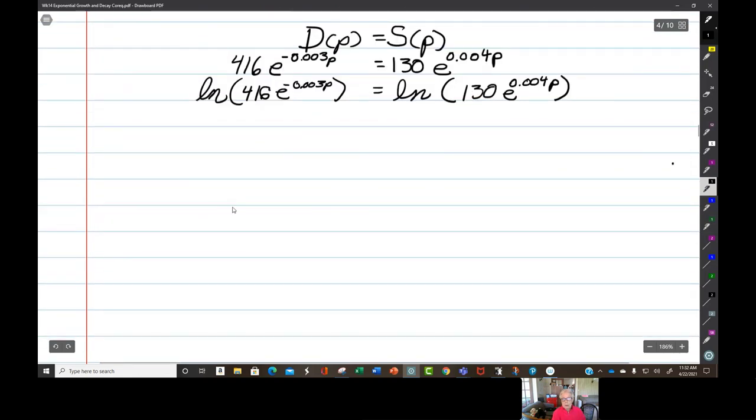Now, 416 and e to that power are multiplied in the argument. 130 and e to that power are multiplied in the argument. So I am going to use the product rule of logarithms. Let me write it down. Product rule.